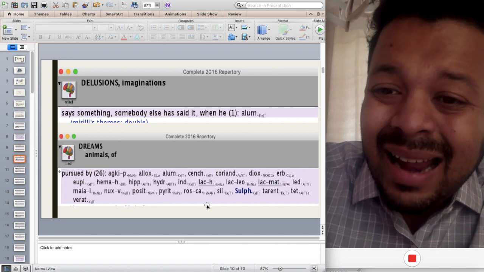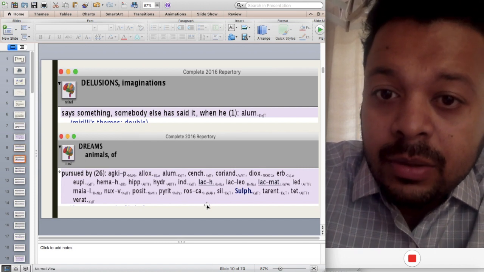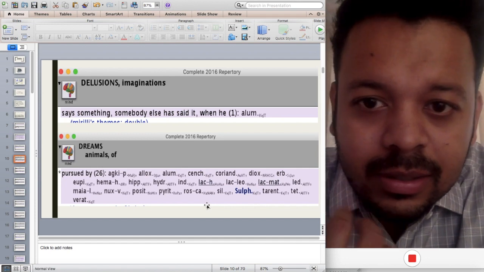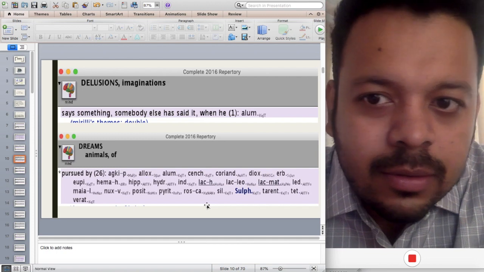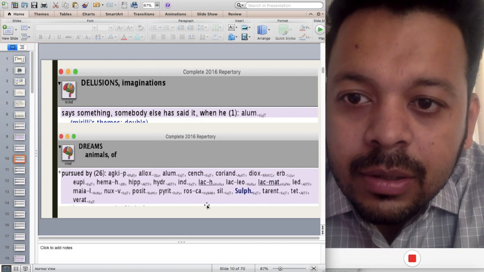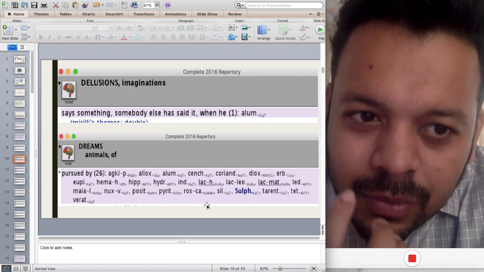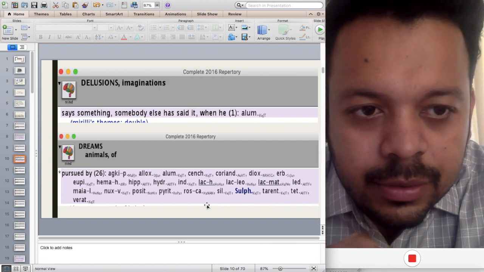One of my patients had exactly the same symptom where she said that when she says something, she feels as if someone else has said it. So delusion says something, somebody else has said it, alumina, Kent. This is a very, very strong state.